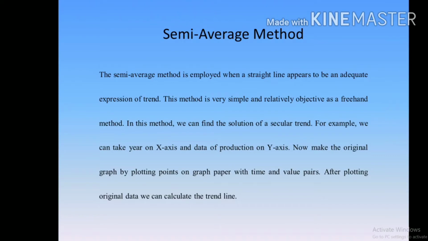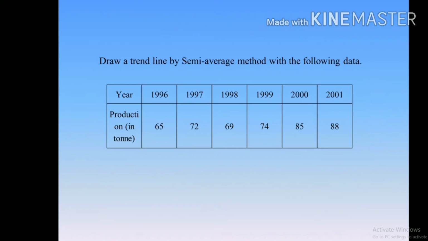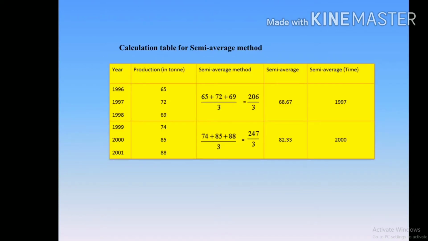Let's start with an example. The question given here is: draw a trend line by the semi-average method with the following data. You see there is a year and production. There are 6 years, from 1996 to 2001, and production in tons. Now, the calculation table for the semi-average method. You see there are 6 years and production in tons already given in the question.